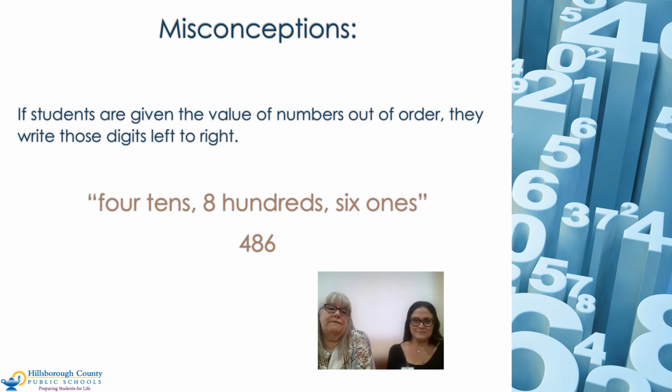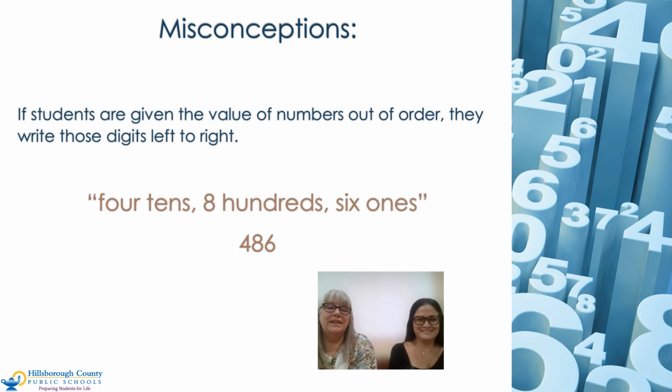If they're given a value of numbers out of order, they sometimes write those digits left to right. So if I give them the expanded form, 4 tens, 8 hundreds, 6 ones, they're going to write 486 because that's the order I said it in. And that's the numbers they heard.